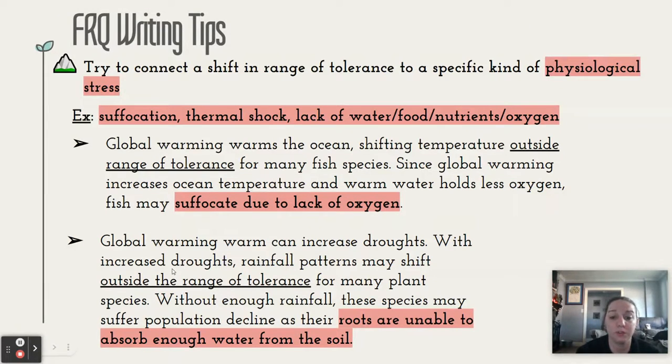Or similarly, instead of talking about just shifting temperatures, we can say global warming can increase droughts. And if we have increased droughts, rainfall patterns are going to shift outside the range of tolerance for many plant species. Once again, decent answer, but if we can add in that specific stressor, even better. So, without enough rainfall, these species may suffer population decline as their roots are unable to absorb enough water from the soil.